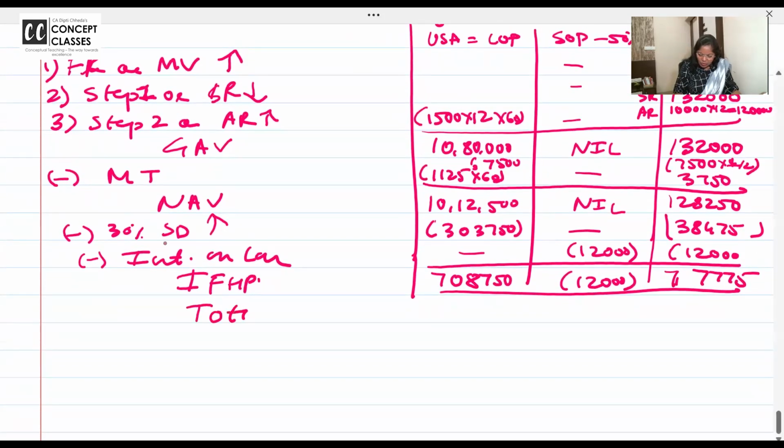And can we do the total income from house property? This plus 7,08,750 minus 12,000 is 7,74,525. Any doubt? Anyone? No. It's super easy, no?